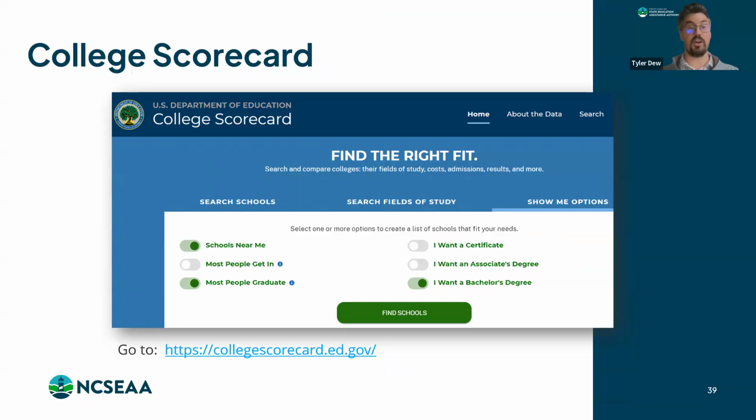So something else that you can really do to find the right fit is going on College Scorecard. So this is collegescorecard.ed.gov. And with this, you can find schools near you. You can find out if most people graduate when they attend this school, and you can find out ones that offer a bachelor's degree, and you can really look into many interesting factors about the school you're interested in.